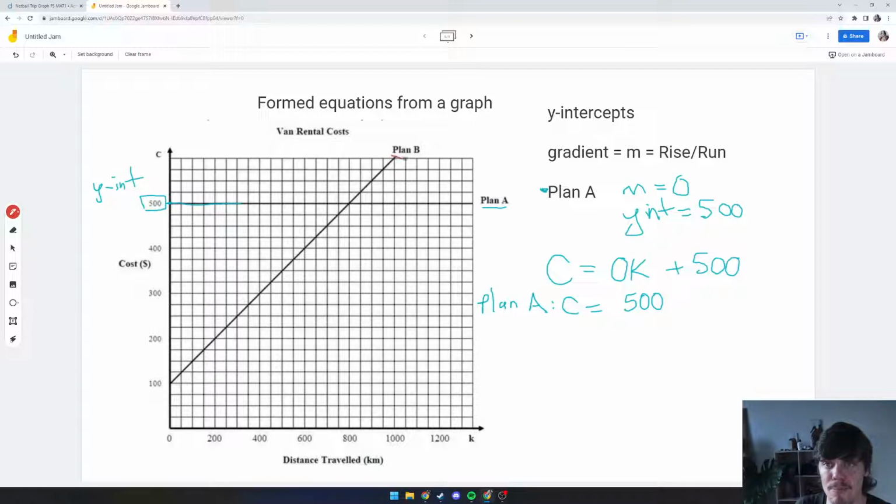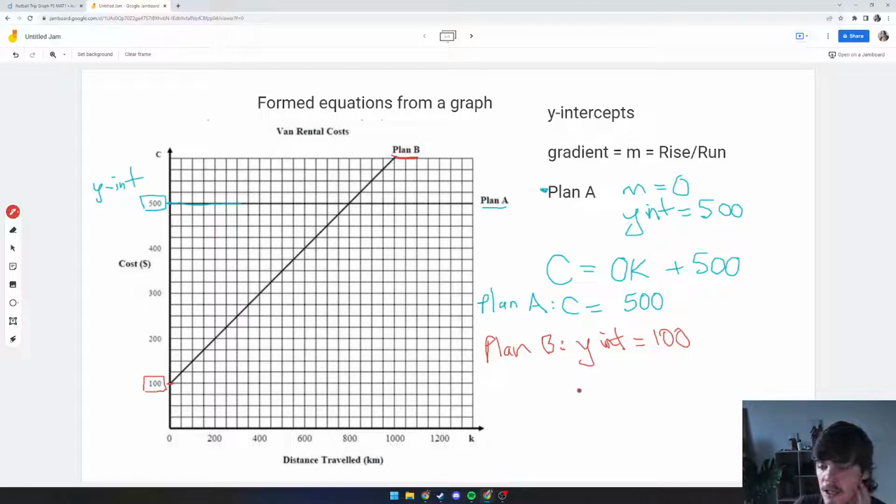We've got plan B over here. So we need to find two things for plan B. We need to find the y-intercept and the gradient. So let's find the y-intercept. Well, the y-intercept is where the line crosses over this arrow here, and you can see that it crosses over here at 100. So we now know that the y-intercept for plan B, y-int equals 100.